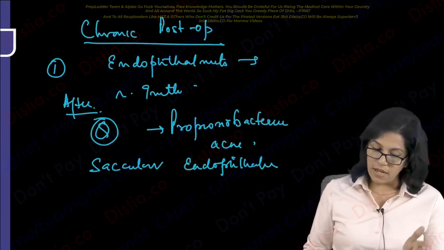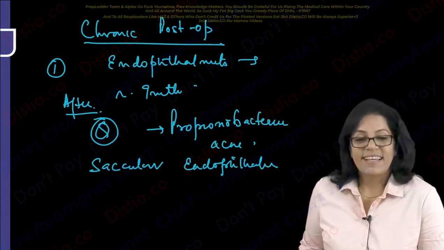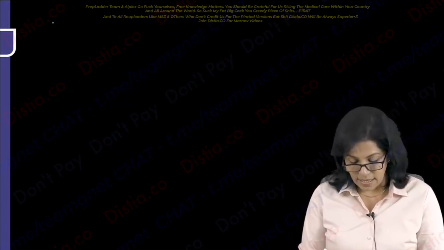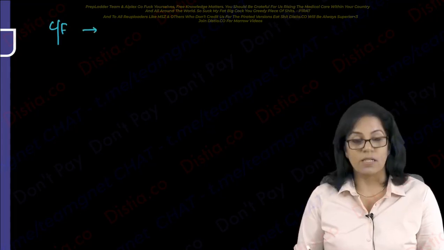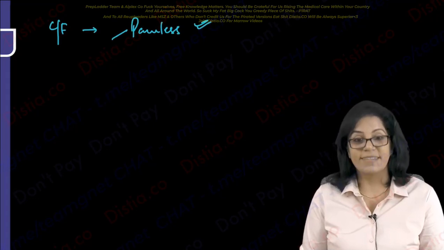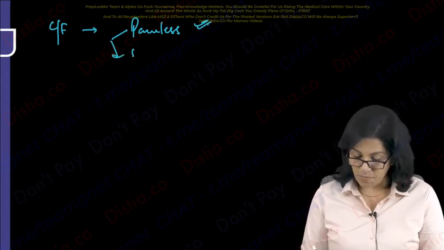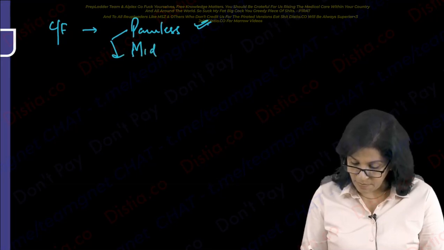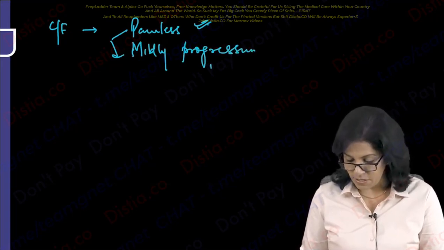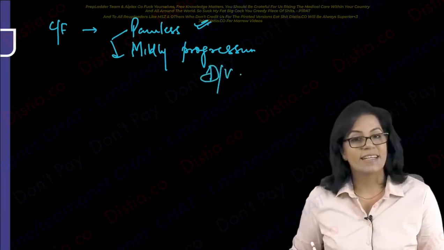Okay, so once we know this, how will it present? Now, you've just learned the acute, it is easier here. This time, pain is not there. It's generally a painless condition. Important, right? Different. But yes, there is mild progressive diminution of vision, decreased visual acuity, though not very rapid.